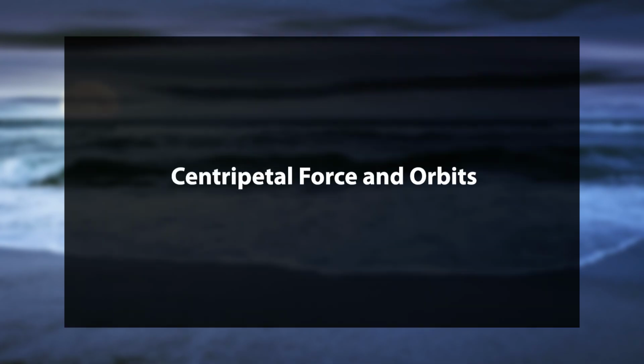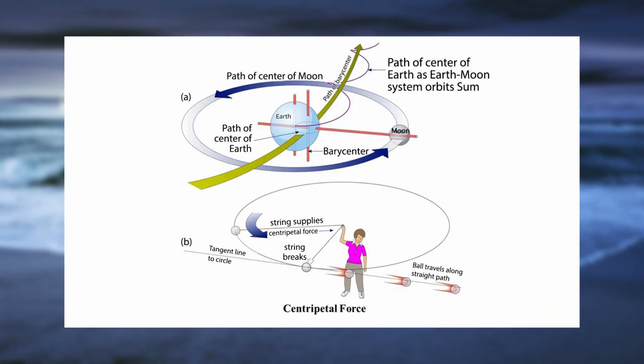Now, centripetal forces and orbits. Centripetal force is an inward force that keeps an object moving in a circular path. In space, gravity provides centripetal force. It keeps the moon in orbit around earth. If centripetal force disappears, the object moves in a straight tangent path.